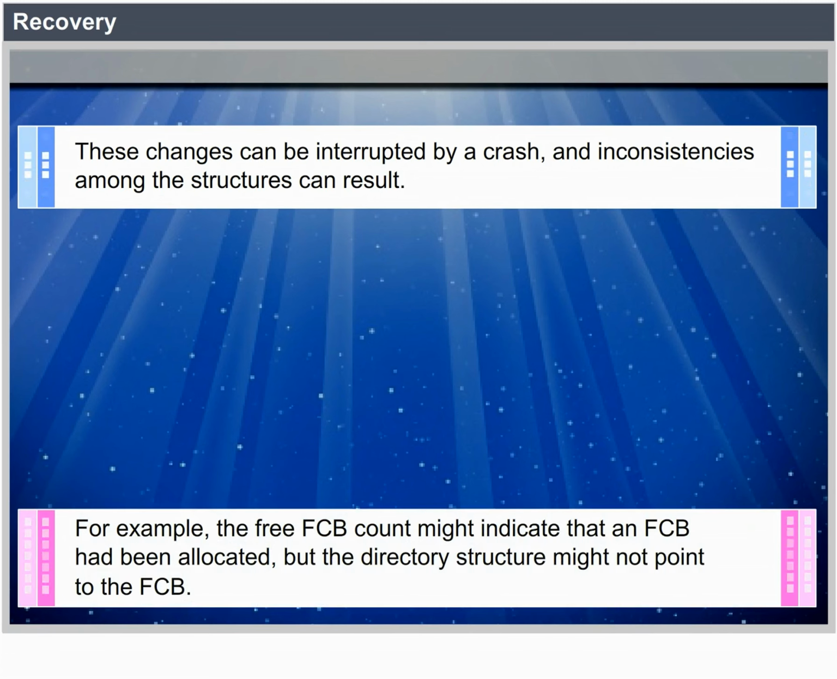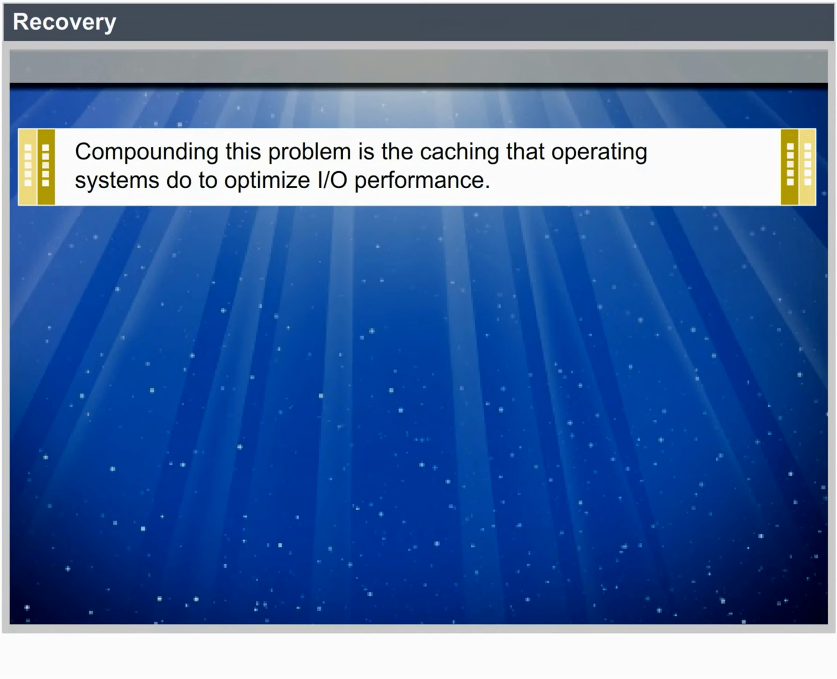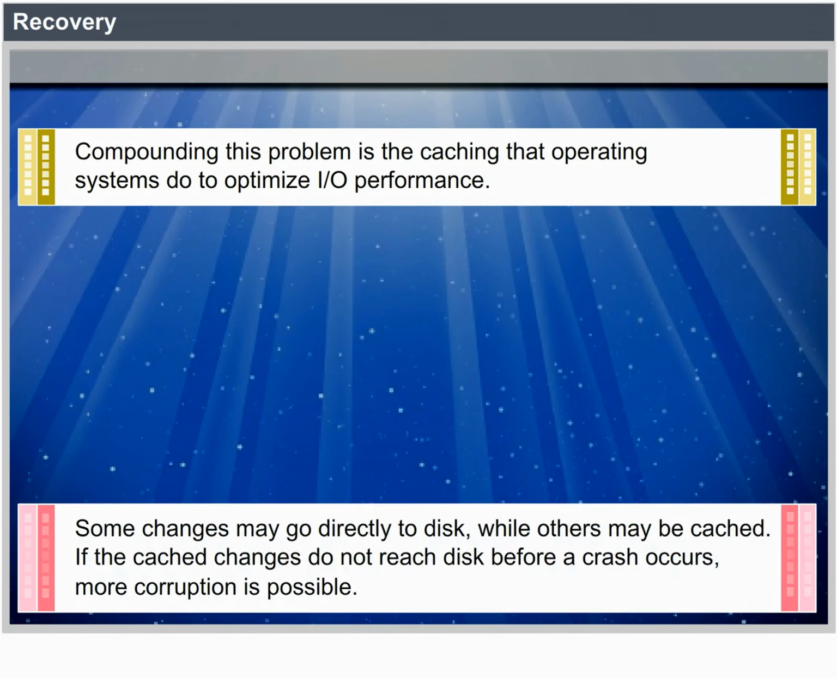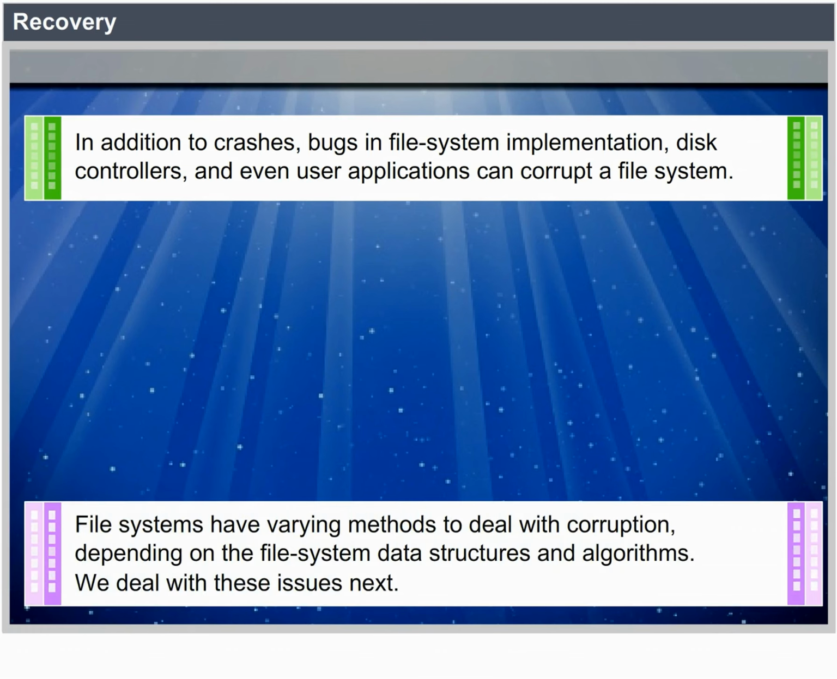Compounding this problem is the caching that operating systems do to optimize input-output performance. Some changes may go directly to disk while others may be cached. If the cached changes do not reach disk before a crash occurs, more corruption is possible. In addition to crashes, bugs in file system implementation, disk controllers, and even user applications can corrupt a file system. File systems have varying methods to deal with corruption, depending on the file system data structures and algorithms. We deal with these issues next.